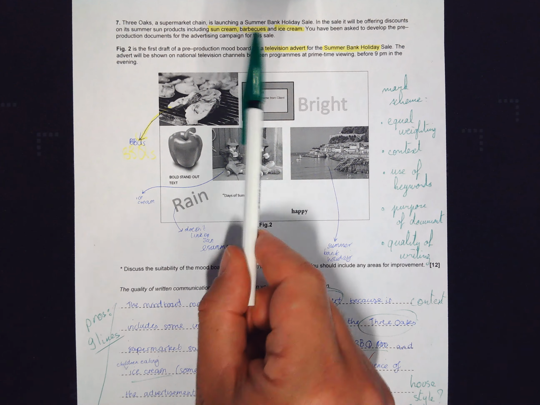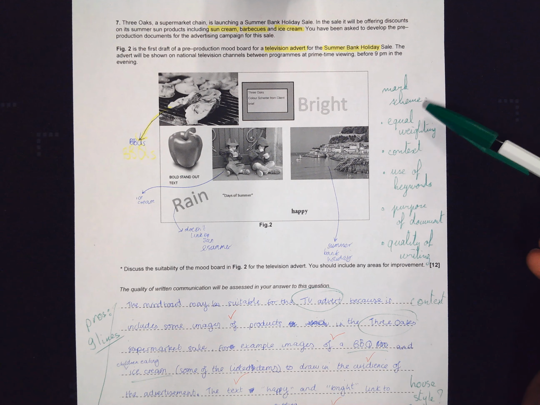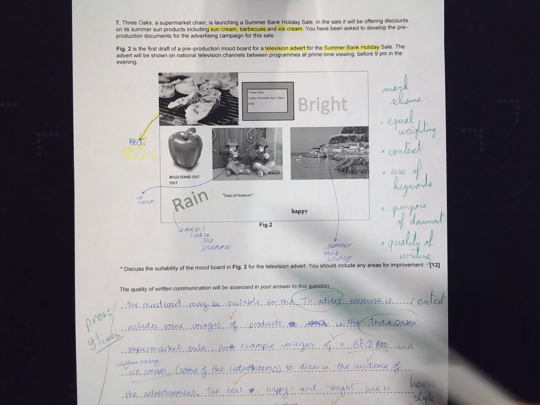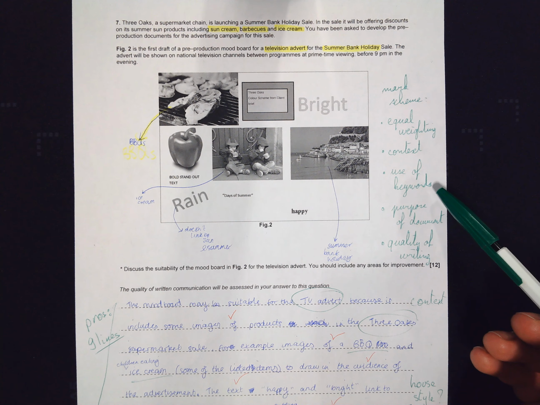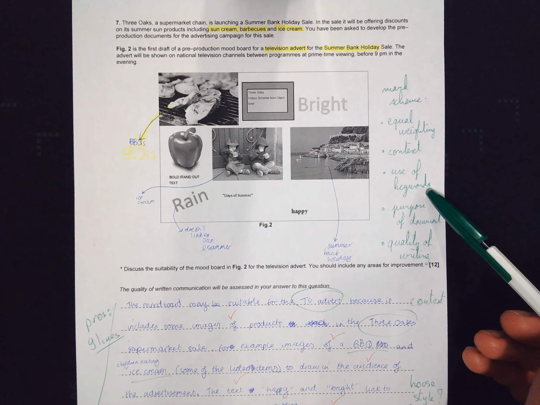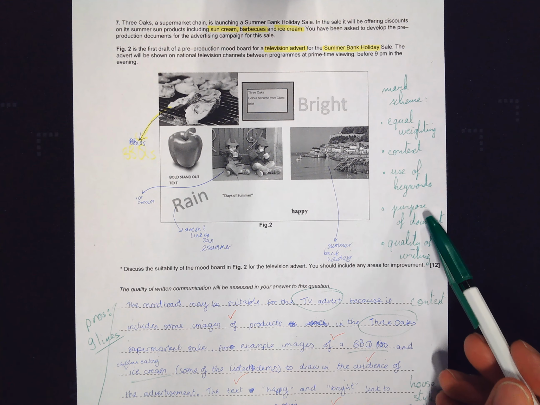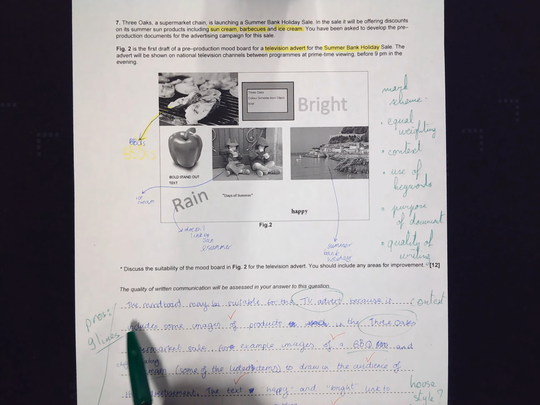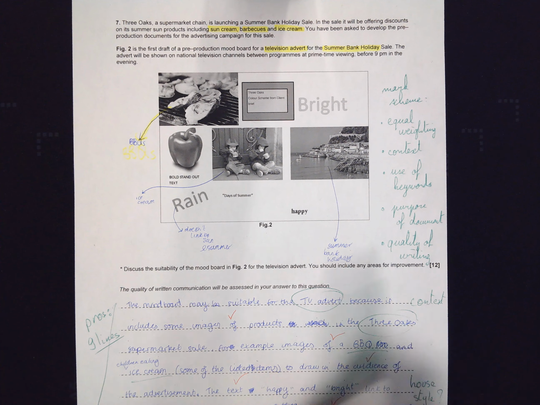Now that's really good to have done, because the mark scheme, to aim for a level 3, the highest mark band for this question, what OCR will be looking at is equal weighting of the pros and cons in your answer, proper context given to you in the scenario for the question, and then are you using the correct keywords for what you're talking about? Do you understand the purpose of a pre-planning document? In this case, it's a mood board. And the quality of the writing is assessed in that last question.